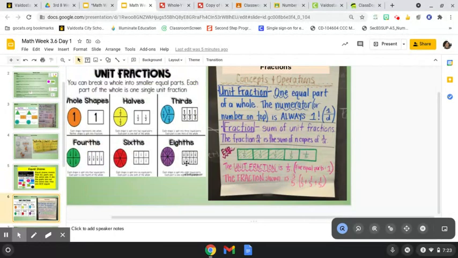Okay, we talked about unit fractions. The numerator is always a 1 on top. A fraction is a sum of unit fractions. So for example, we've got 1/5 plus 1/5 plus 1/5 plus 1/5 plus 1/5, which equals 5/5. The unit fraction here is 1/5, and the fraction that's shaded is 3/5. We can add that up, 1/5 plus 1/5 plus 1/5.